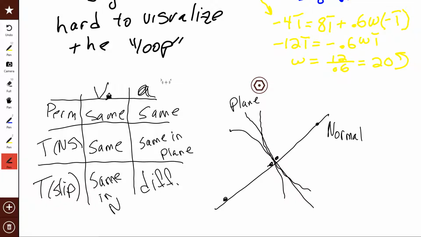No idea what they're doing. Got it? So that's the table. Okay, we have temporary contact, no slip. We're looking at velocities. What can you tell me about the velocities of the points that are in temporary contact, no slip? They're the same.